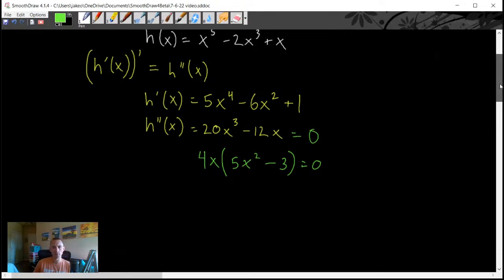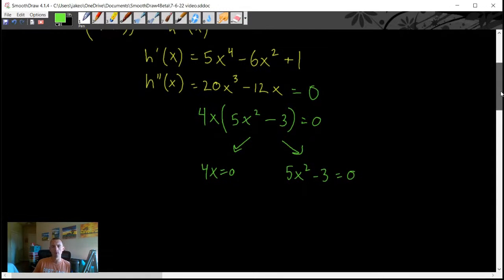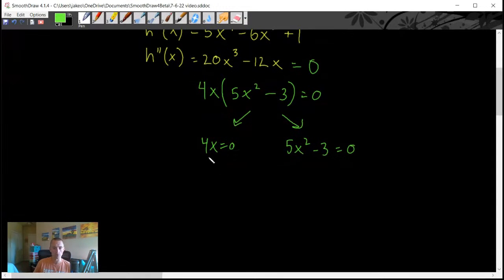Okay, so whenever you have something factored like this, and you know that this factored thing equals 0, that allows you to split this into two separate equations. So we can take each of these factors and set them equal to 0 by themselves. Because if one of these factors is 0, the product of 0 times anything else is also going to be 0. So we would have 4x equals 0, and 5x squared minus 3 equals 0. Okay, so now we have these two simpler equations which we can solve for x.